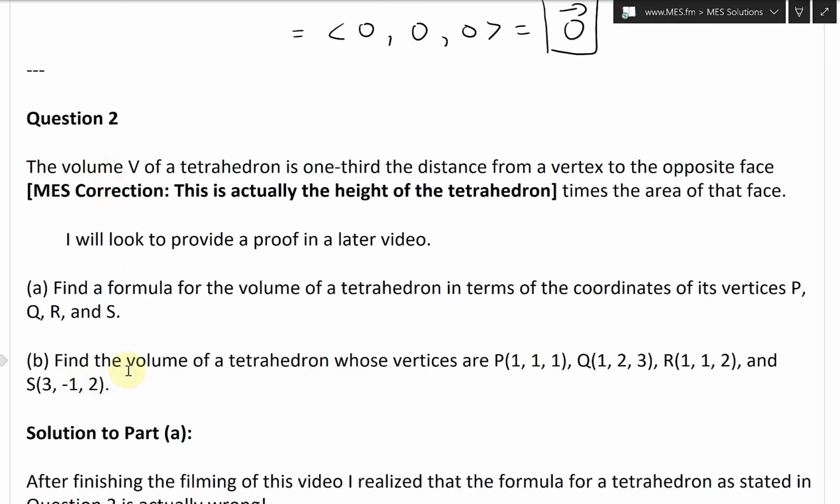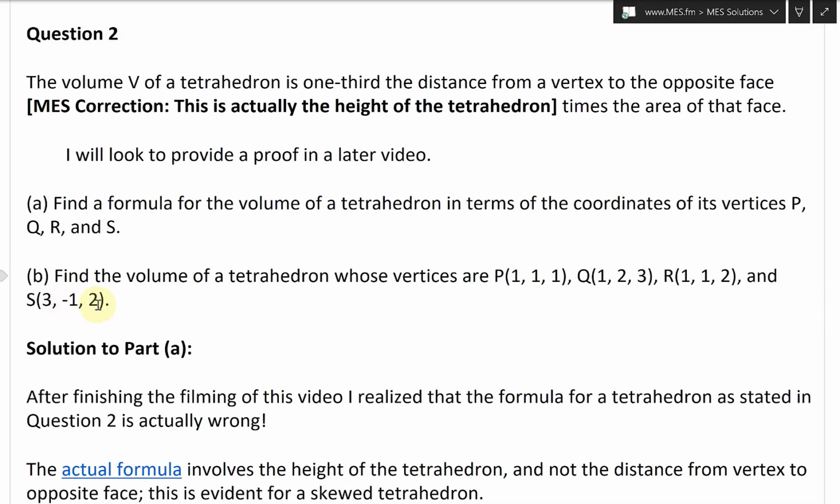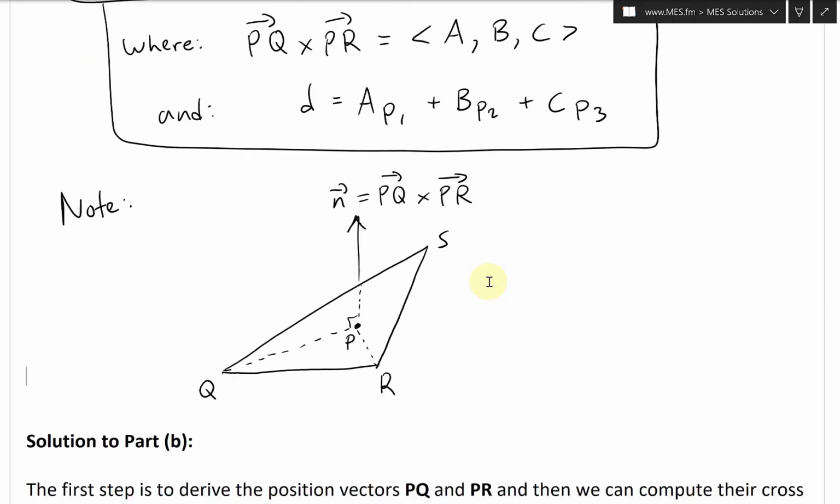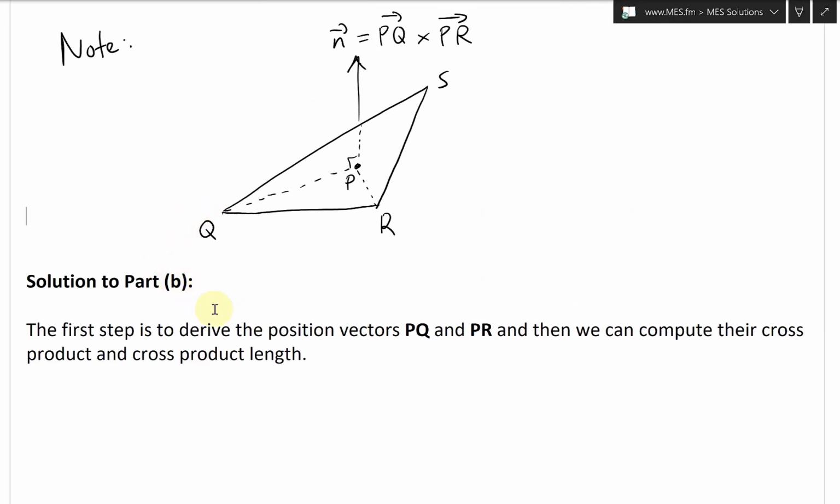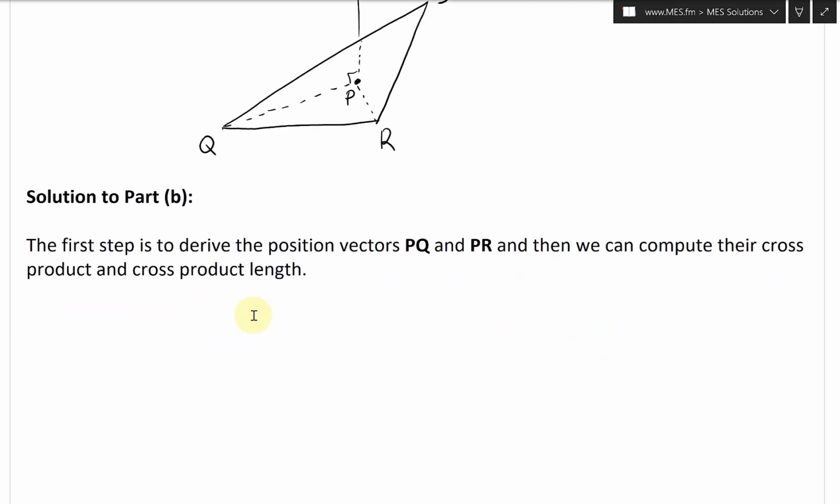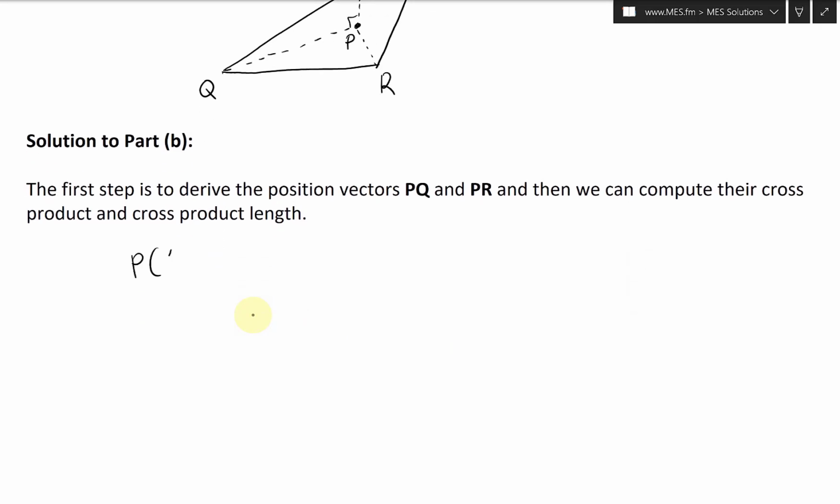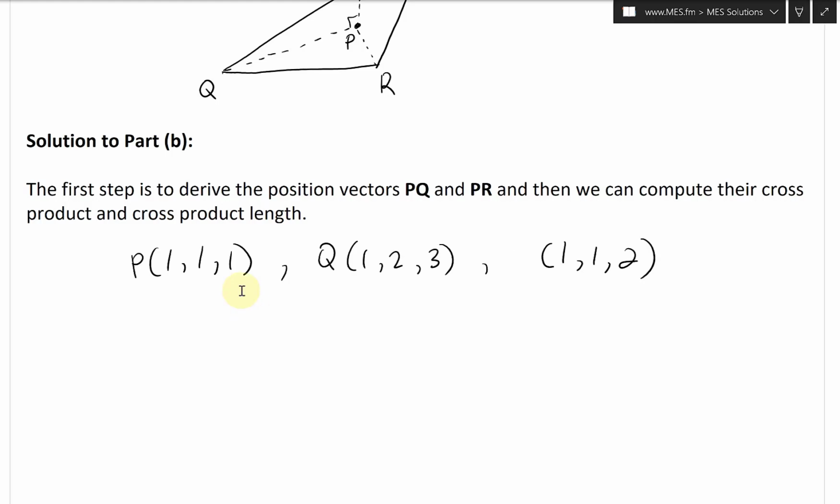So question 2, part B, says, find the volume of a tetrahedron whose vertices are P(1,1,1) and Q(1,2,3) and R(1,1,2) and S(3,-1,2). So let's write these down and start solving it. So solution to part B. The first step is to derive the position vectors PQ and PR and then compute their cross product and cross product length. So let's write the point P is 1, 1, 1, and then Q is 1, 2, 3, and then R is 1, 1, 2. And we'll deal with the S later.